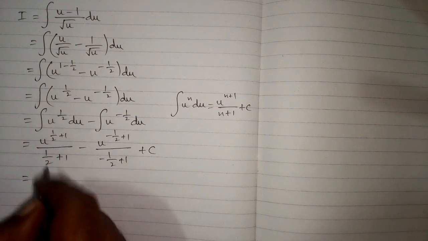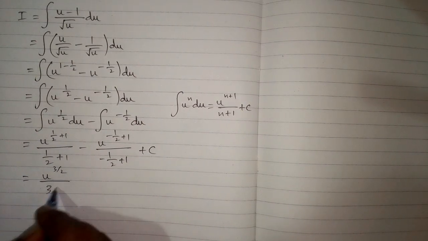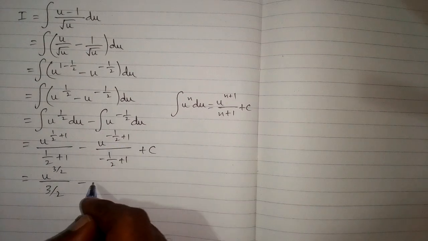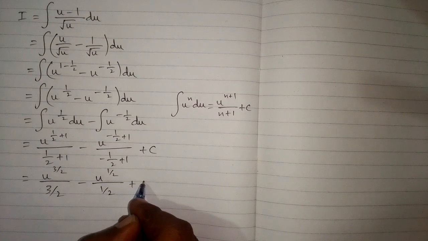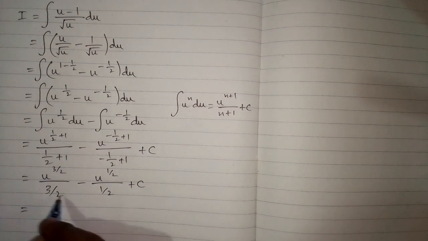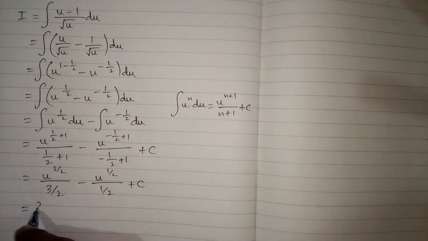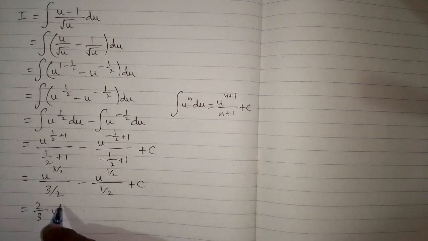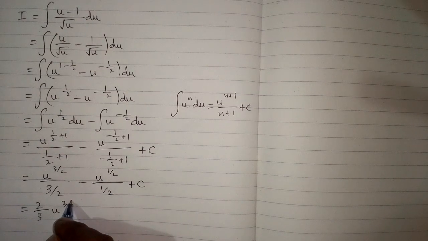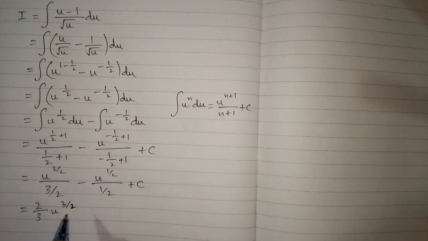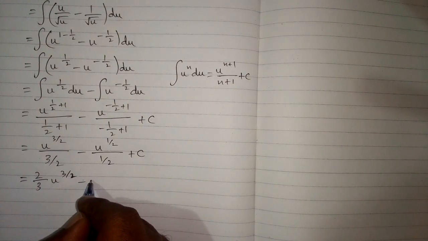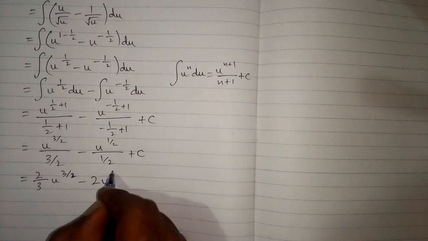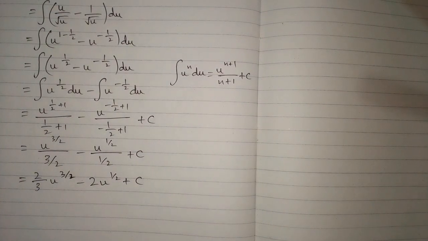Now 1 upon 2 plus 1 is 3 upon 2, and minus 1 upon 2 plus 1 is 1 upon 2. So this fraction 3 upon 2 can be written as 2 upon 3 when we multiply it by u. So we have 2 upon 3 u raised to the power 3 upon 2 minus 1 upon 2 becomes 2 u raised to the power 1 upon 2 plus c.